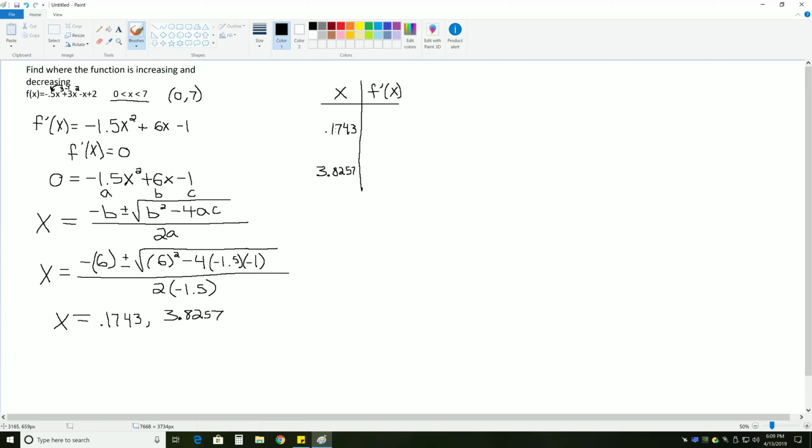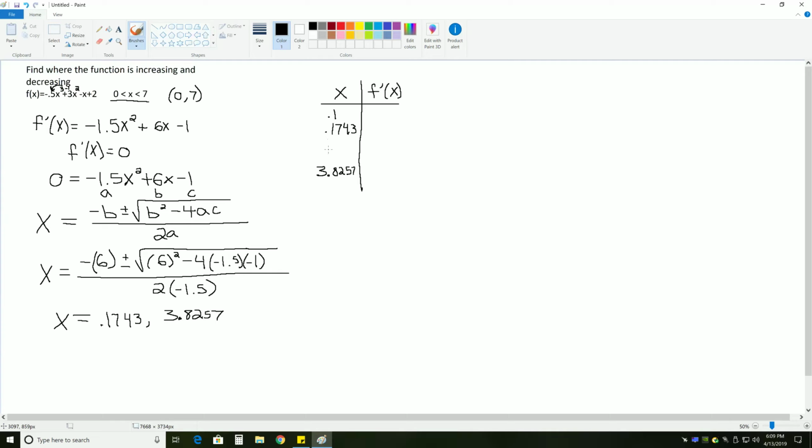And now we need to test a number to the left and right of each of these values. So testing a number to the left, or a number less than 0.1743, we would normally want to pick 0 here, as it would be the easiest value to check. But in this case, 0 is not included in our interval, 0 to 7. So we need to pick a number that's greater than 0, but less than 0.1743. So we're going to go ahead and pick 0.1. Probably the next easiest number to actually plug in.